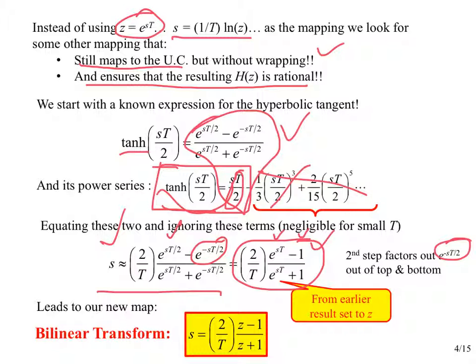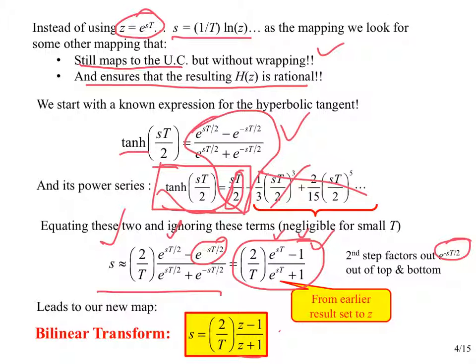And then we look at that and we go, aha, well, we had let e to the sT be equal to z. So maybe we should let that be equal to z and see what comes of this. And look what falls out of this. We get that s is equal to 2 over T times z minus 1 over z plus 1. And look at that. This is called bilinear because we've basically got two different linear polynomials of z involved. So that's clear and obvious.